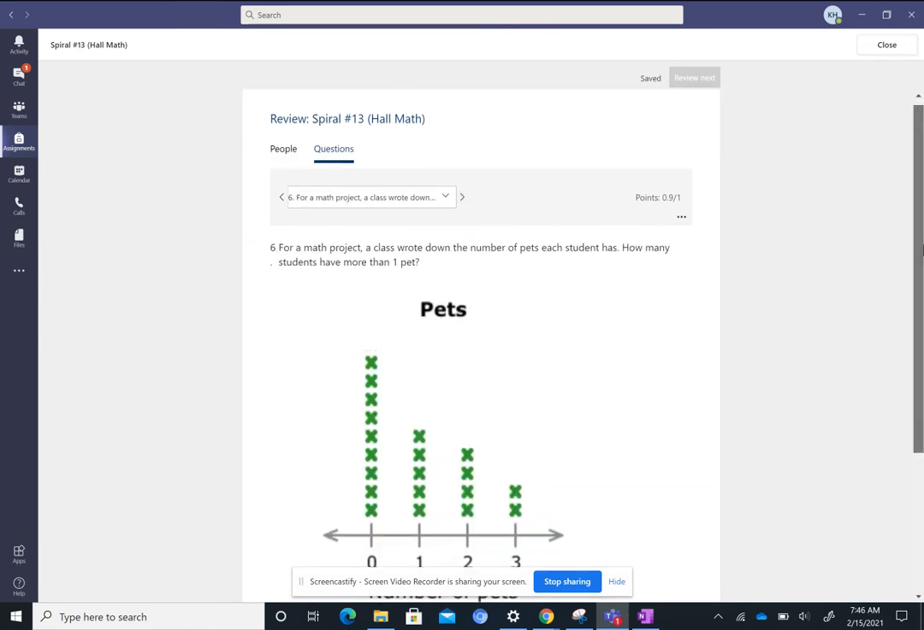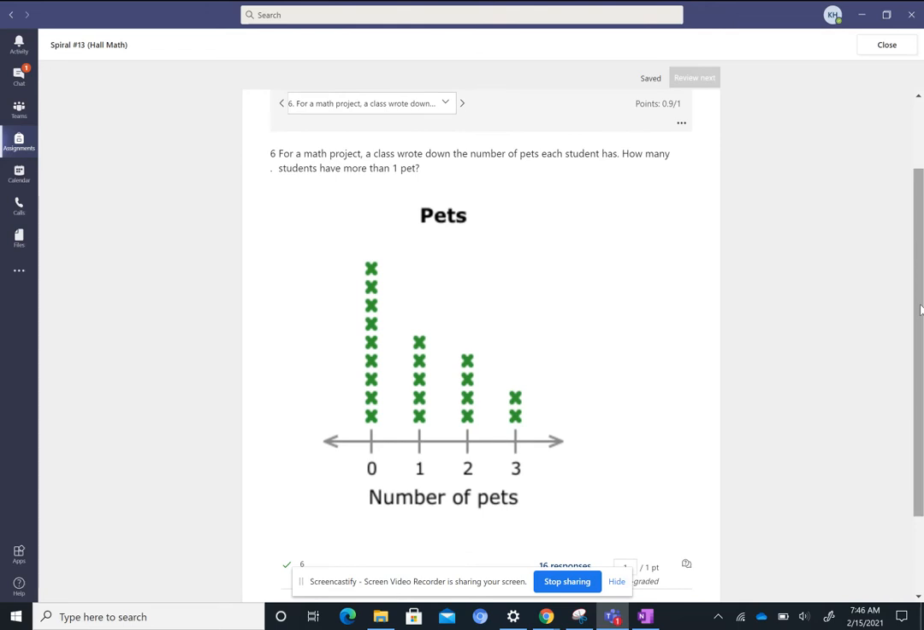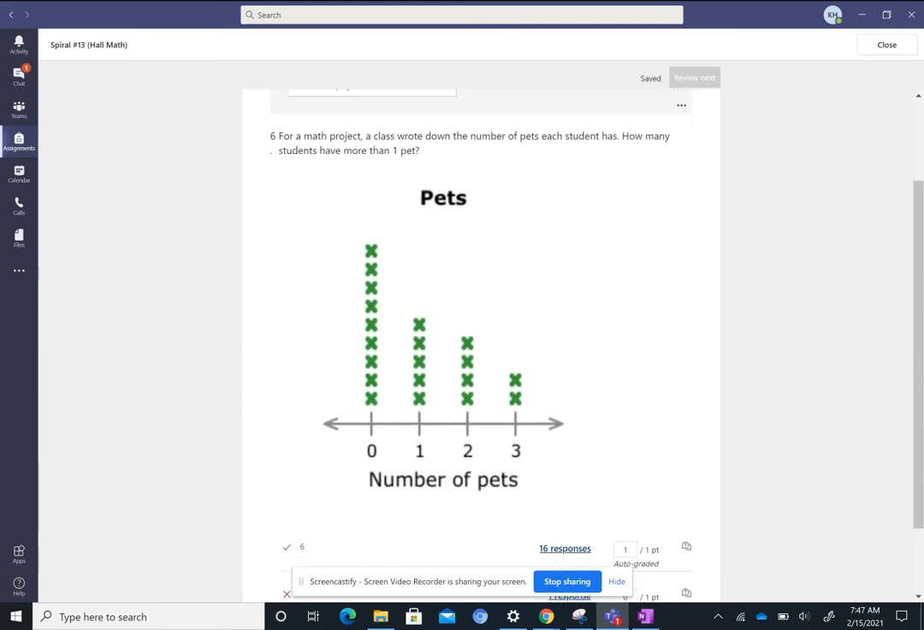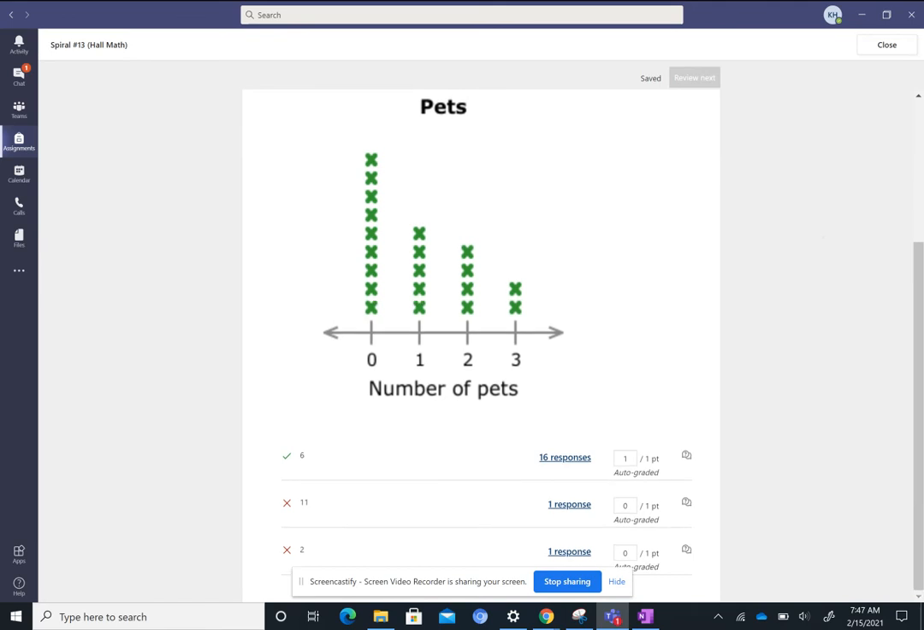This one's tricky, so let's look at number 6. It says, for a math project, a class wrote down the number of pets each student has. How many students have more than one pet? So if we look at the 0 column right here, these are all the people that have 0 pets. Next to it, all the people that have 1 pet. These are all the people that have 2 pets, and then 3 pets. So if we're talking about more than 1 pet, that's only the people who have 2 or 3. So we can see that there are 4 people who have 2 pets and 2 people who have 3 pets. So that means that there are 6 people in this class that have more than 1 pet.